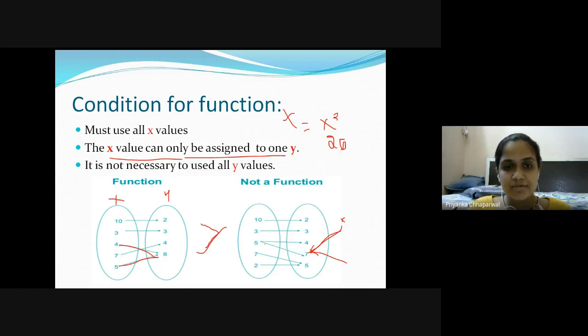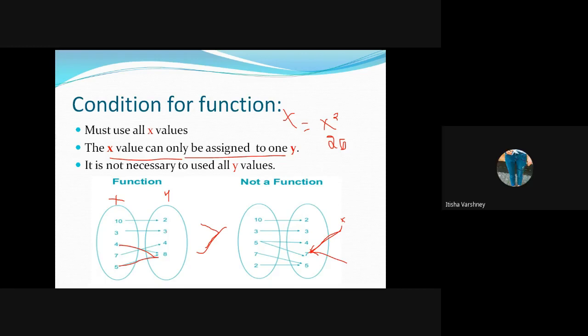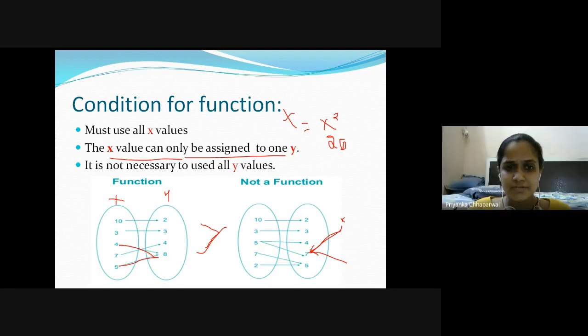Yes, students, is it clear what a function is, how we can represent a function, and the conditions for functions? Yes, ma'am. I think it is clear. It is not too tough. Always remember three conditions. First, you use all the x values. Second, an x value can only be assigned to one y. And it is not necessary to use all the y values.